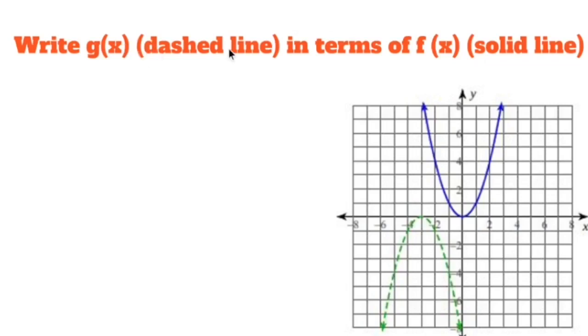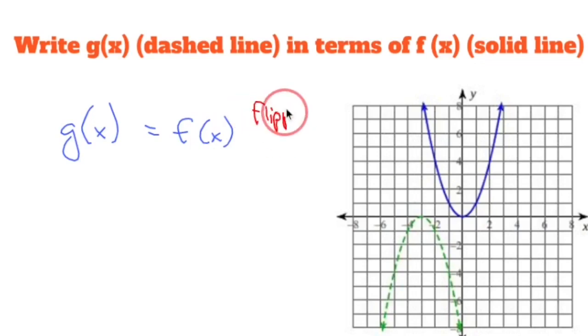Write g of x, which is this dashed line here, in terms of f of x, which is this solid line here. All right, so g of x is f of x with stuff happening to it. So let's write out the stuff that happens. F of x gets flipped upside down and gets moved to the left, looks like 1, 2, 3 times, so left 3. Whenever you flip something upside down, what you do is you multiply the function by a negative. So by flipping it, I'm throwing a negative here.